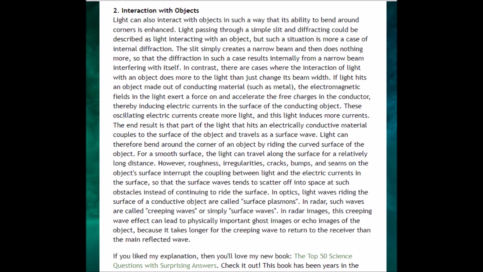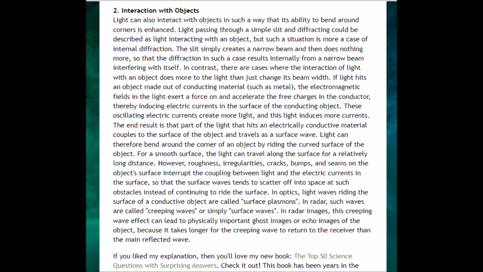Number 2. Interaction with objects. Light can also interact with objects in such a way that its ability to bend around corners is enhanced. Light passing through a simple slit and diffracting could be described as light interacting with an object, but such a situation is more a case of internal diffraction. The slit simply creates a narrow beam and then does nothing more, so that the diffraction in such a case results internally from a narrow beam interfering with itself.